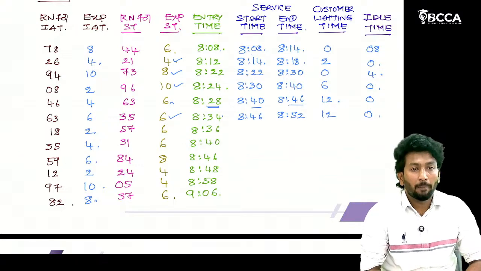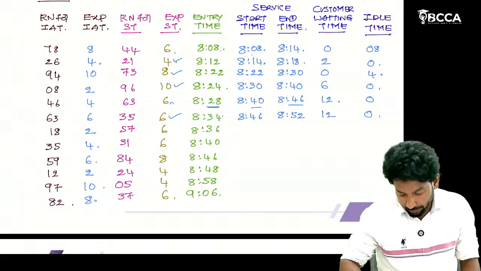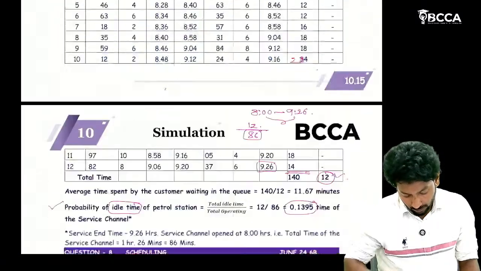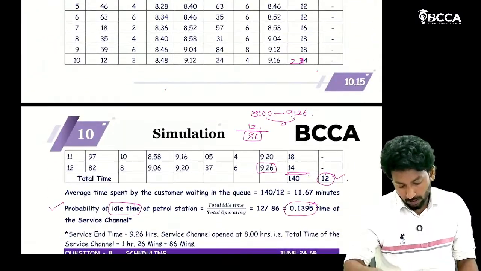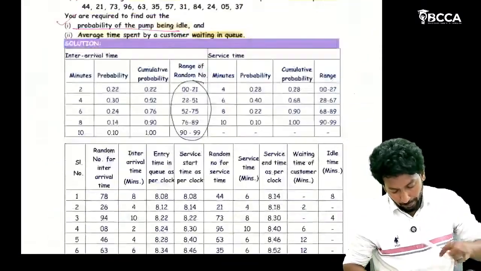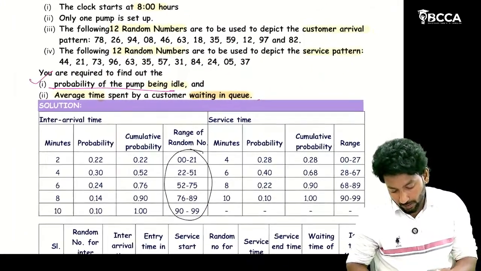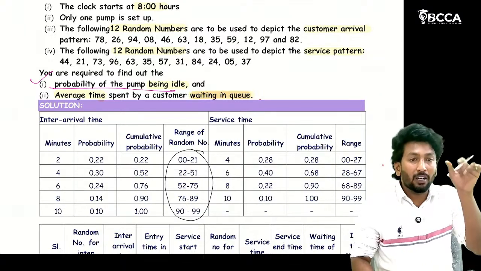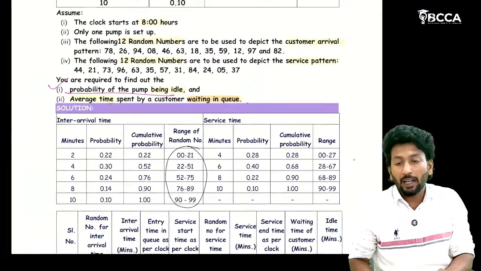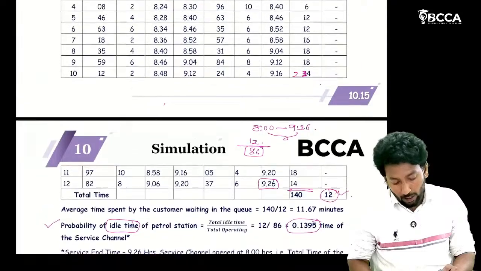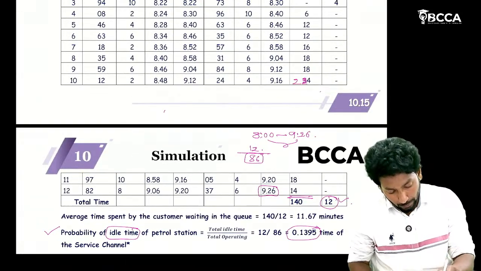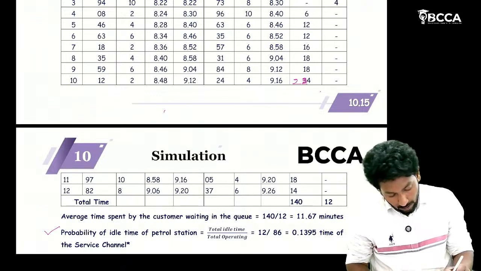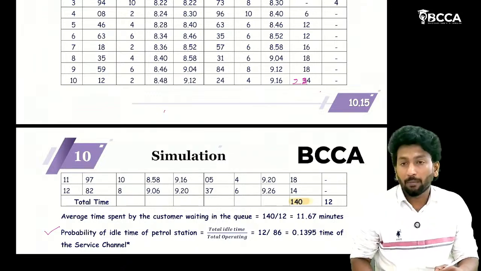Done? Okay. See, in the question they are asking average time spent by customer waiting in the queue, not total time, average time. So to calculate average, what we have to do, sir? Add the total of waiting times. How much is it? 140 is the total waiting time.